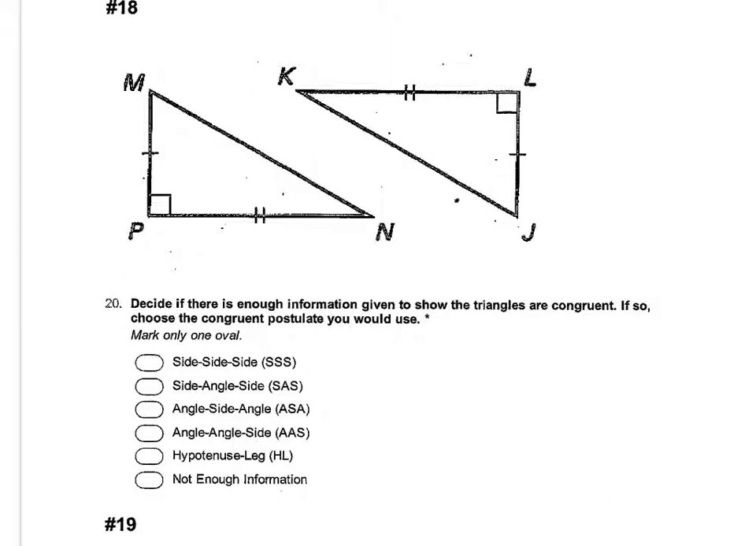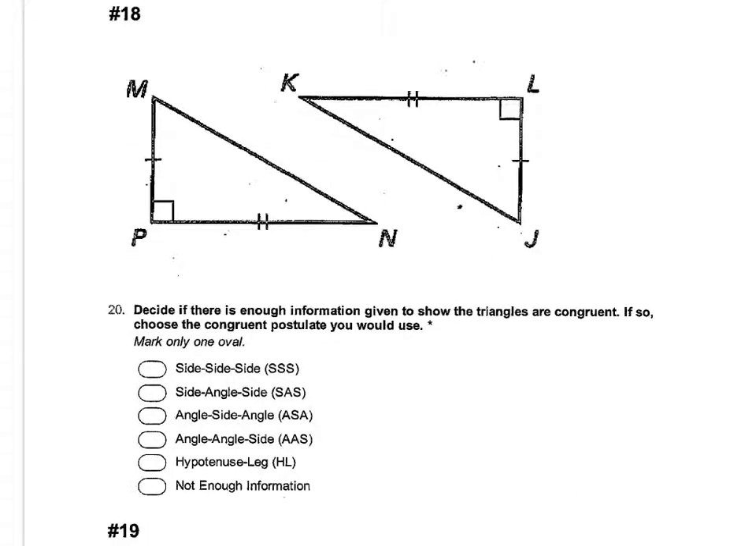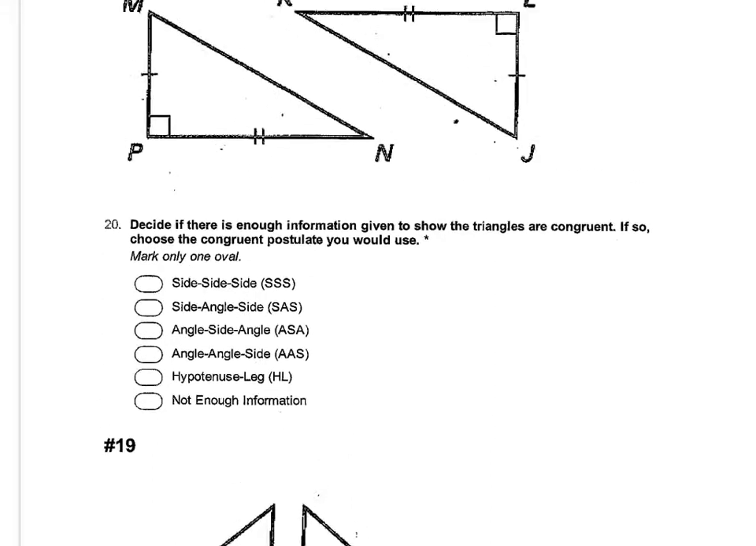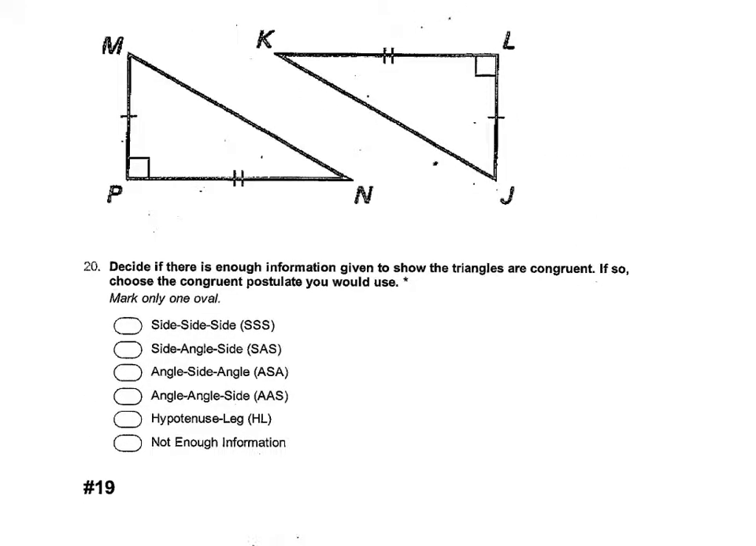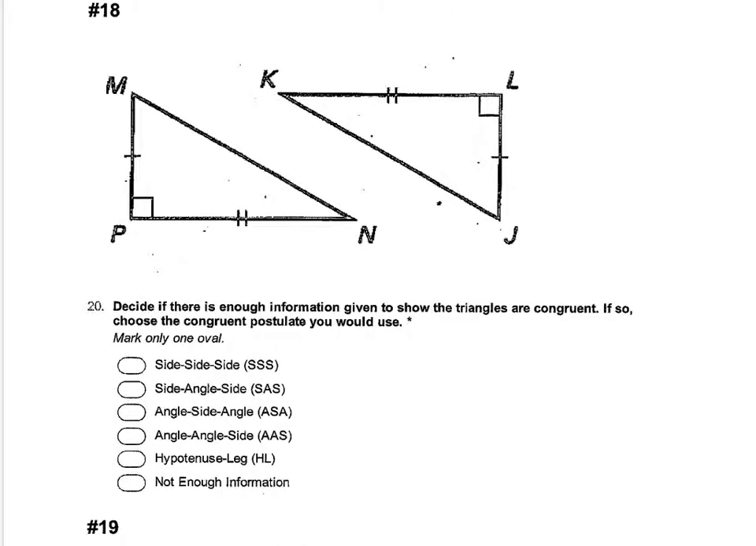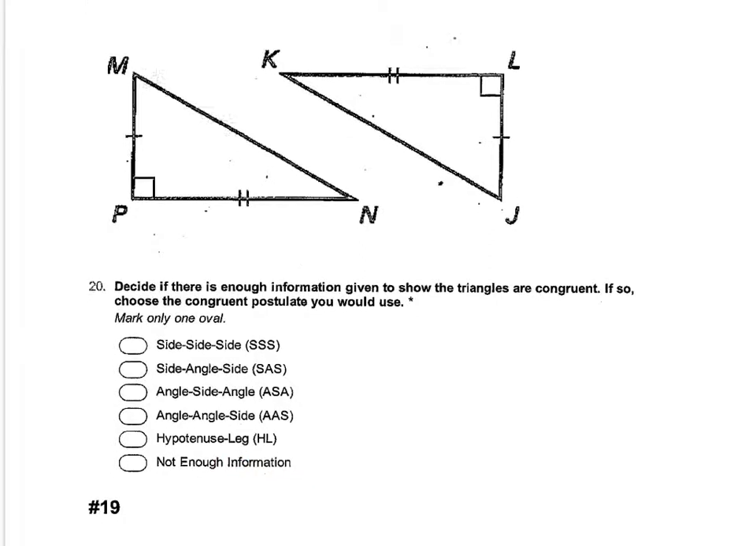At any rate, we do have number 18 sitting here, but I don't have a question. Here's number 18. So decide whether there's enough information for the triangles to be congruent. Are these two triangles congruent? Take a look at the pieces of evidence you are given. Is it side-side-side, side-angle-side, angle-angle-side, or hypotenuse-leg, or not enough information? Okay, that's 18.